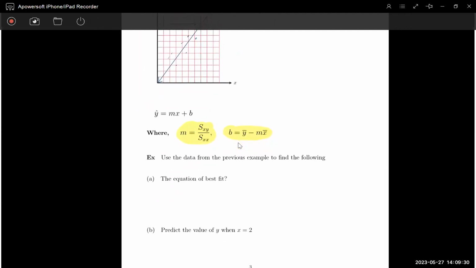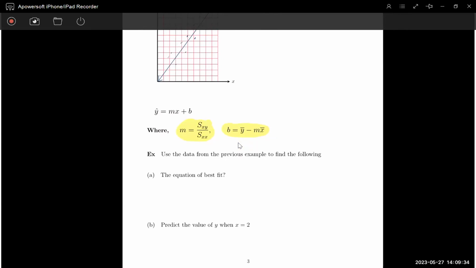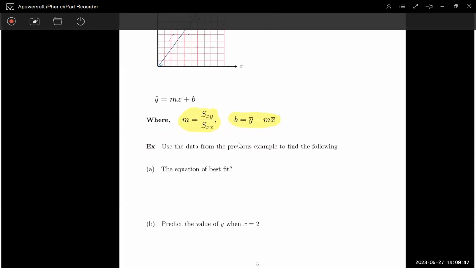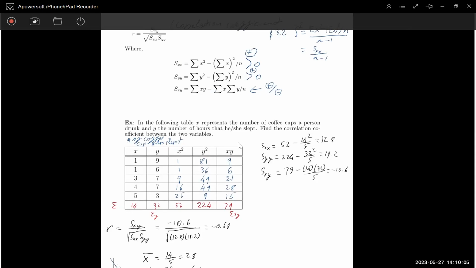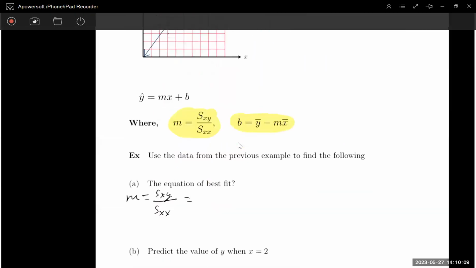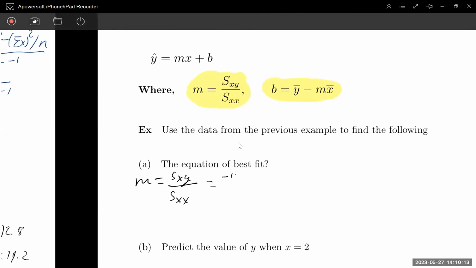So we use the data from the following. We already used that for the area. So we can have the equation of best fit. We have m equals Sxy over Sxx, which we already have from the previous one. So we can copy over all that information. Sxy is minus 10.6 over 12.8. So we have minus 0.83.